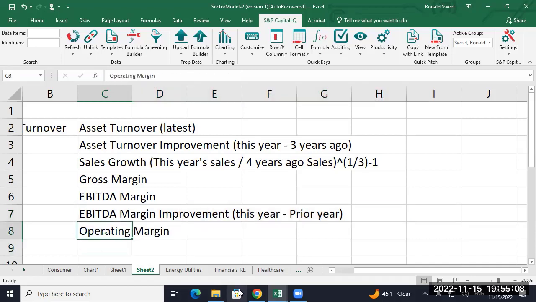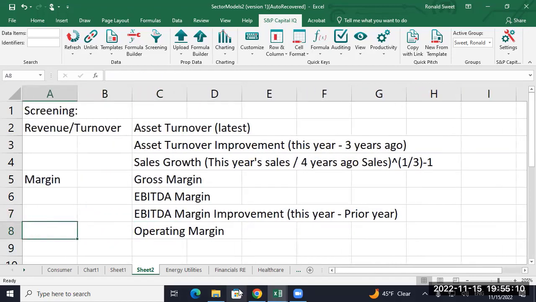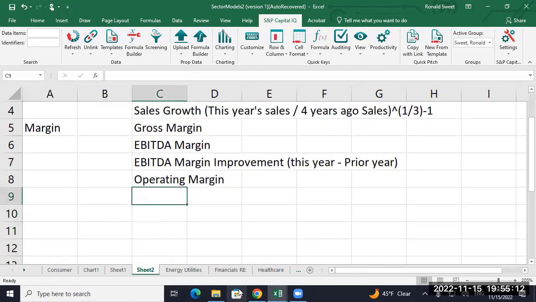So you might do the same thing with operating margin. Just see what your model likes. We've discovered that the model tends to like operating margin better than EBITDA margin, even though operating margin is not that well defined.